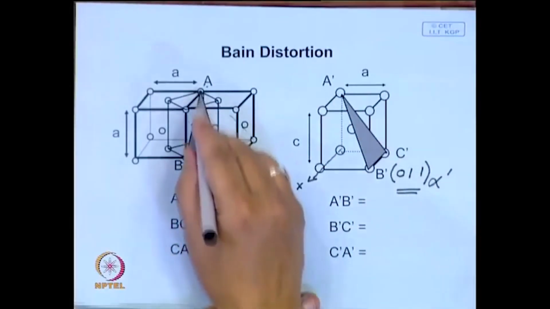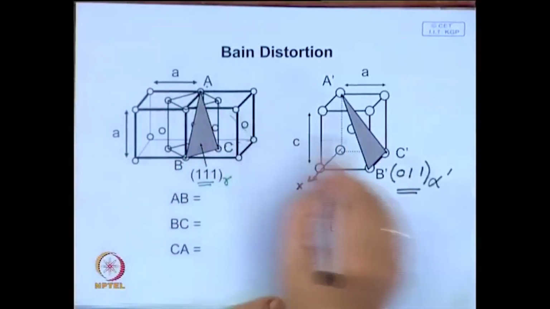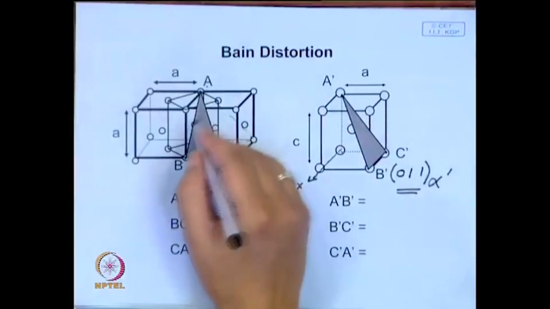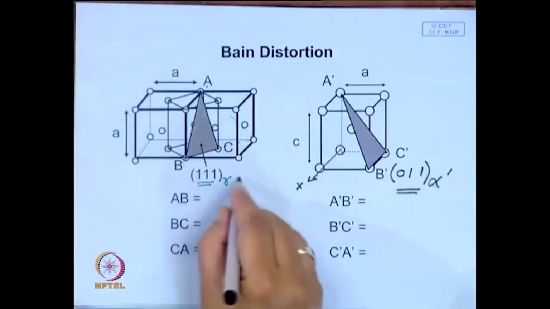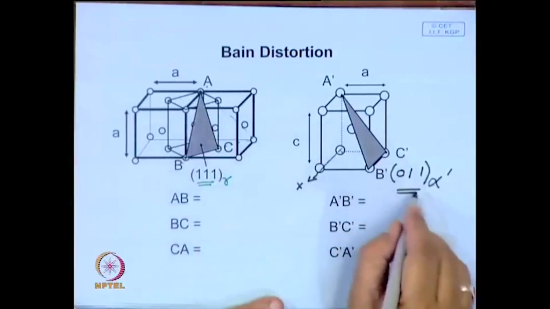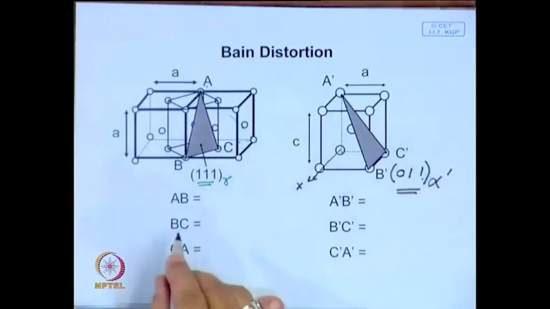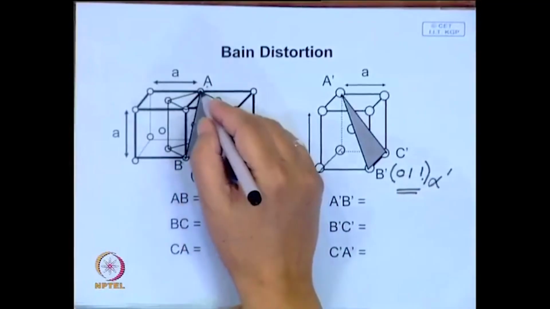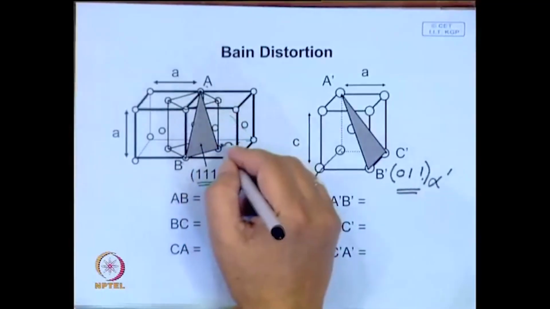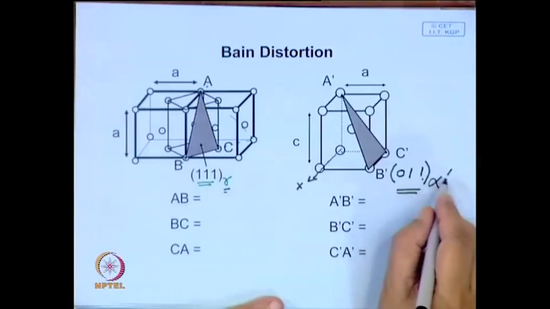So, that means this plane and this plane, this plane and this plane, they will have a close relationship, and in fact, this is called the habit plane. In one particular case, we can say this plane is parallel to this plane of a cube. This octahedral plane, the 1-1-1 plane on austenite, is equivalent to the 0-1-1 plane in martensite.